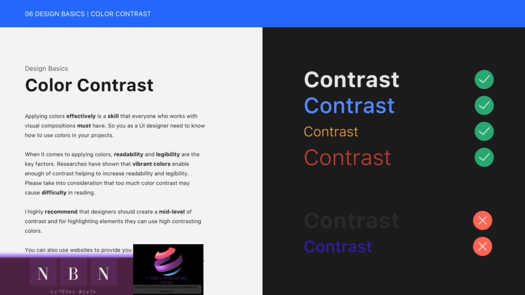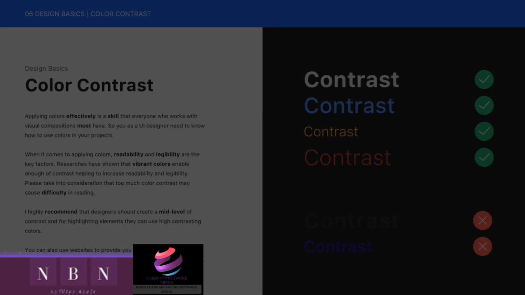If you look at the examples on the right, we have 6 different colors. As you can see, the first 4 are acceptable and have enough contrast, but the others are not readable. So when we are designing a user interface, we need to pay attention to colors a lot. Because sometimes you as a designer want to be as creative as possible. However, creativity should come after readability and legibility.